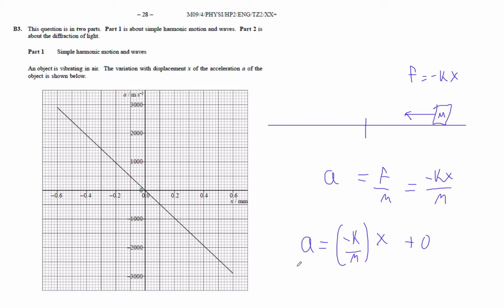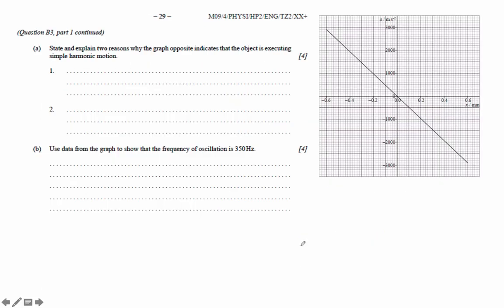So let's go to the questions. All right, the first thing says, explain two reasons why the graph opposite indicates that the object's executing simple harmonic motion, right? Talk about the force toward, or the acceleration, right? Toward equilibrium. And talk about how it's proportional to the displacement. Okay, if that's true, if that's the case, then it's simple harmonic motion.